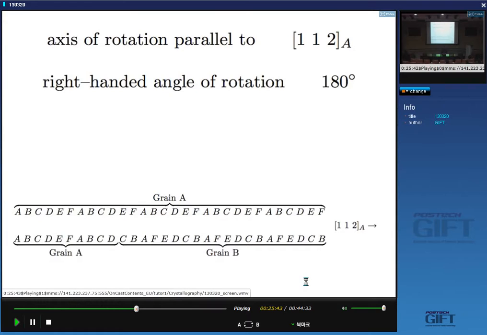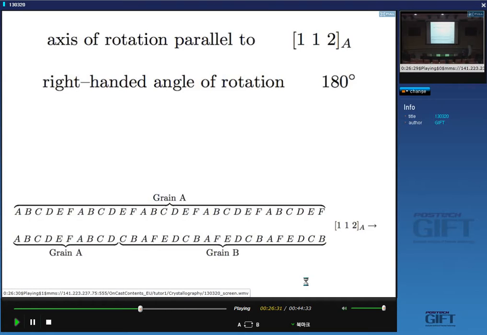One lattice will be reflected from the other. So if I have one lattice there, I can generate the other one by reflection across the twin plane. So that's one of the definitions of a twin. To generate this sequence here, I take my boundary, which is located at D, and I just reflect. So C here is a reflection of this, B is a reflection of this, A is a reflection of A, and so on. So 180 degrees rotation about 112 is exactly the same as a mirror plane at that location.